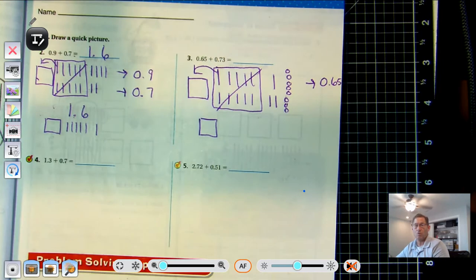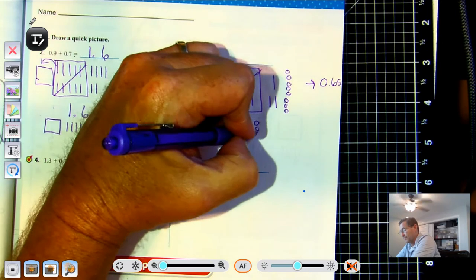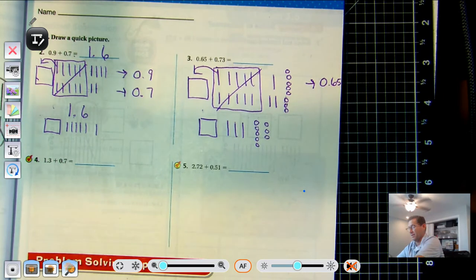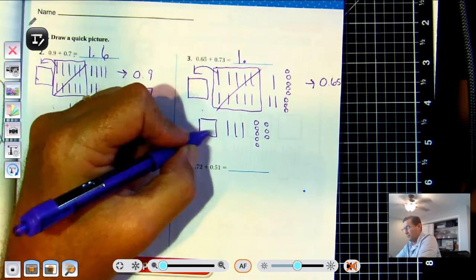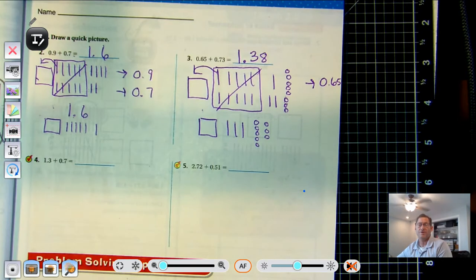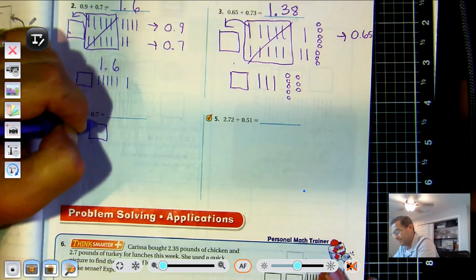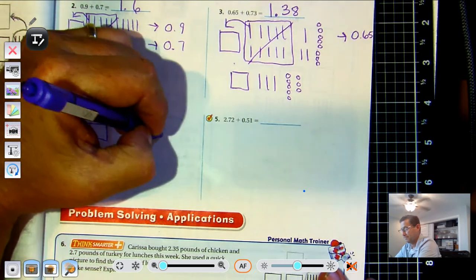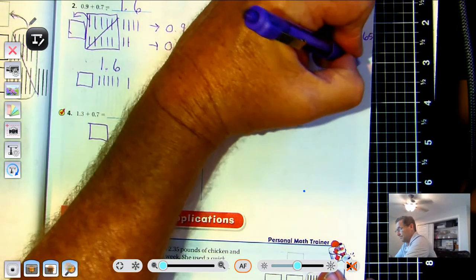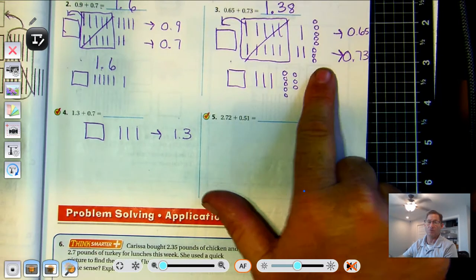Rewrite what we have. We have 1 whole, 3 tenths, and 8 hundredths. So 1.38. 1 and 38 hundredths. Number 4, 1 and 3 tenths. I forgot to show that that's 73 hundredths. This bottom one was 73 hundredths.